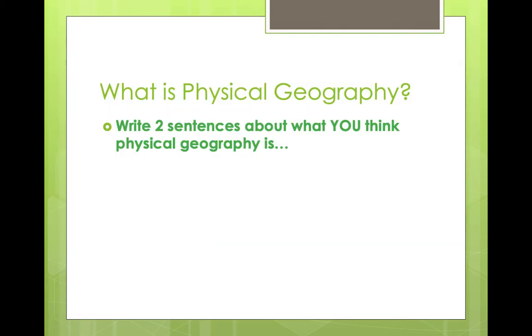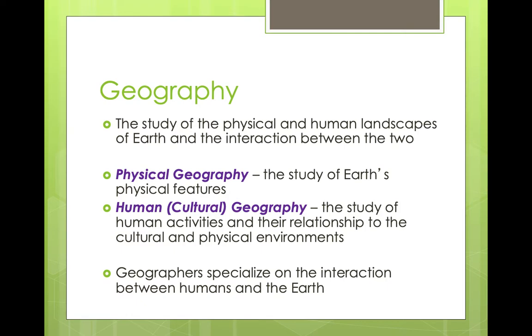So what is physical geography? Normally if we'd be in the classroom, I'd say write 2 sentences about what you think it is, but we're not in the classroom right now. So geography is the study of the physical and human landscapes of Earth and how they interact between the two. When we talk about physical geography, we're talking about the study of Earth's physical features. Mountains, oceans, landforms, all those things are Earth's physical features.